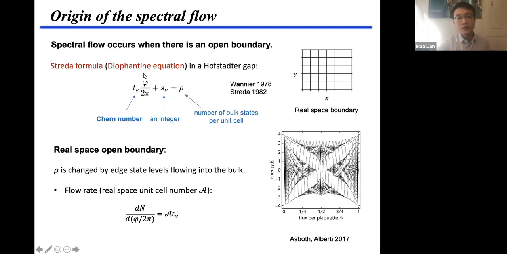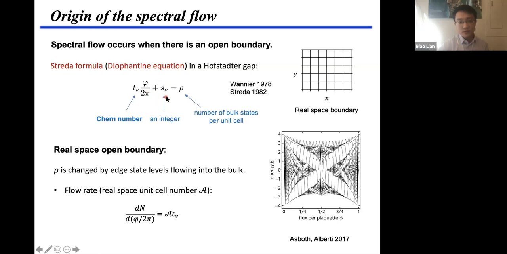Basically, the Streda formula tells us that if we look at a Hofstadter gap, and if rho is the number of bulk electrons occupied in this gap per unit cell, and C is the Chern number of the gap, then they satisfy this equation, that rho is given by some integer plus this Chern number times phi over 2 pi.